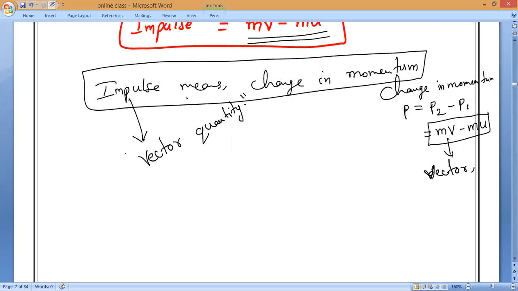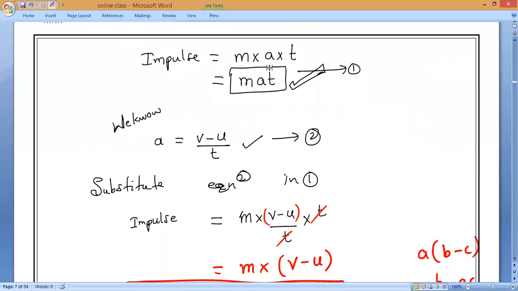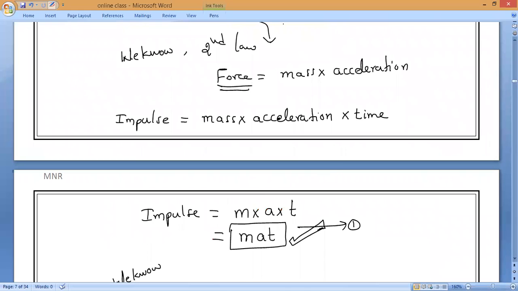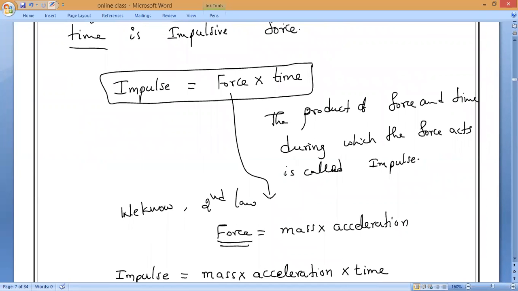Any doubt till here? Please respond. Clear, everybody? Any doubt, Gokul? Is it interesting or not? Yes, sir.